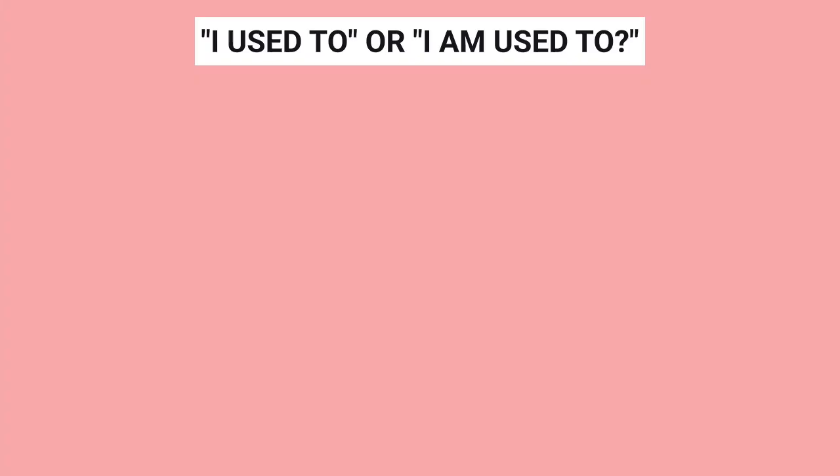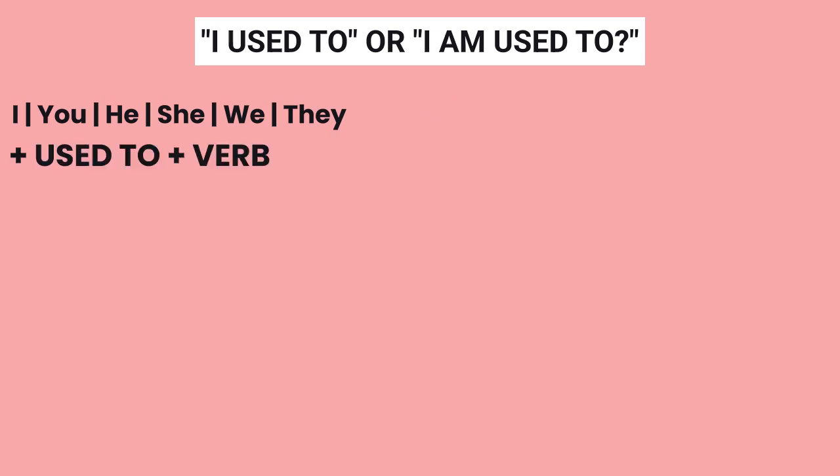So let's take a look at the two that cause the most confusion. I used to, or I am used to. And it should be obvious to everyone why people confuse these often. They look almost identical. In fact, the only difference is that I am used to has the verb to be, the am. But we'll talk about this in more detail. Let's look at I used to. This doesn't change depending on the subject. I used to, you used to, he or she used to, everybody used to. And then you say the verb in the infinitive form.